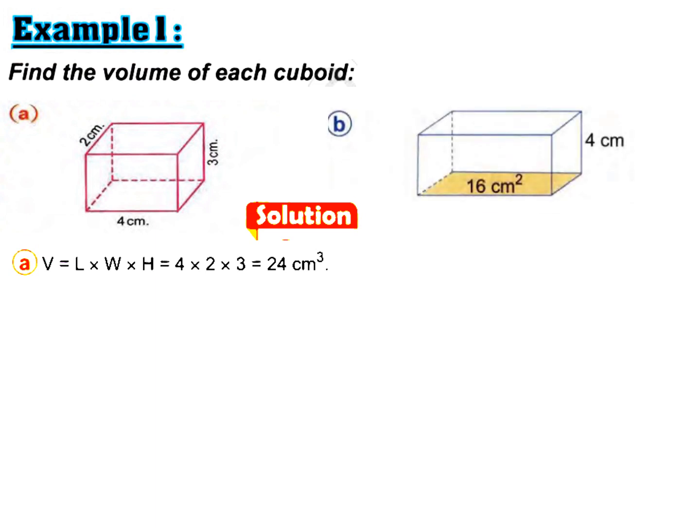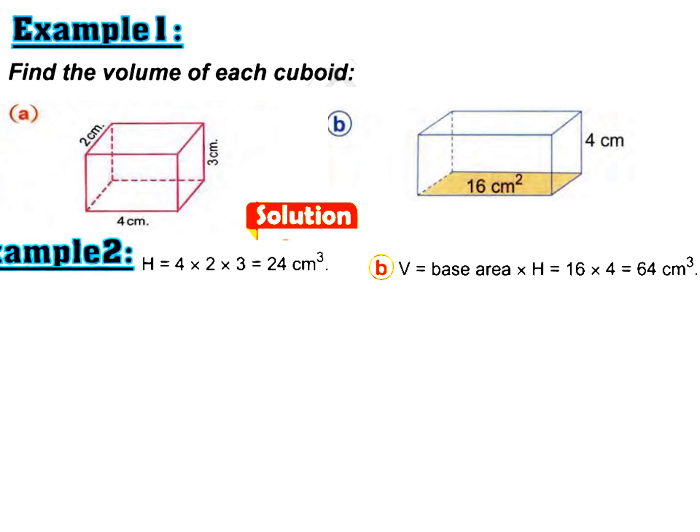Letter B, he gave me a cuboid with height equal to 4 centimeters and 16 centimeters squared. This means that 16 centimeters squared represents the base area. How can I know it? I know it from its unit: centimeter squared means area of base. So the volume equals base area times height. Base area 16 times 4 gives 64 centimeter cubed.